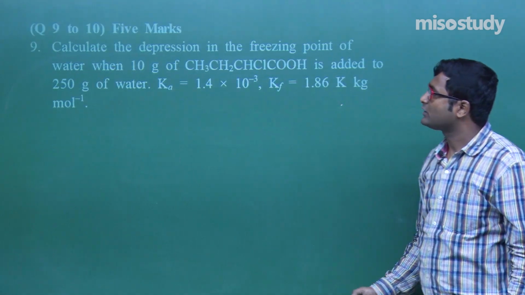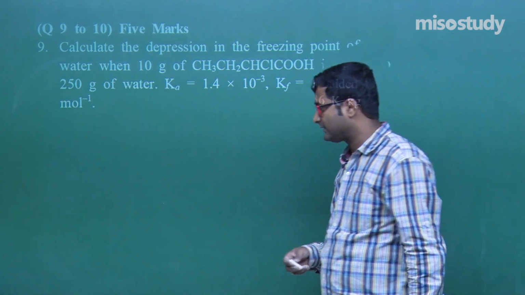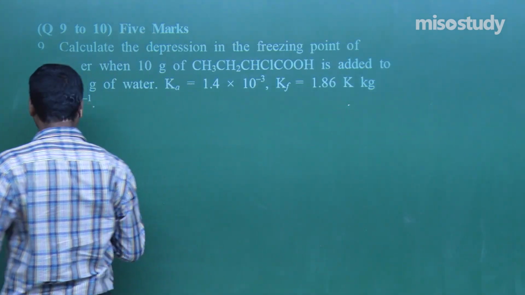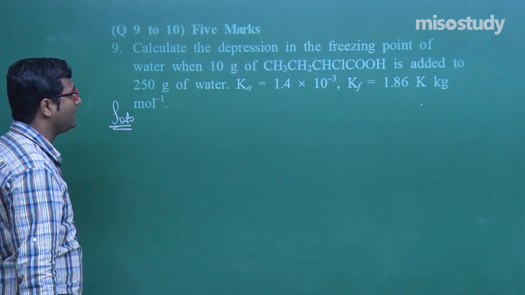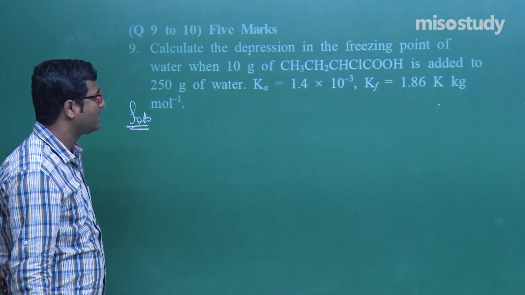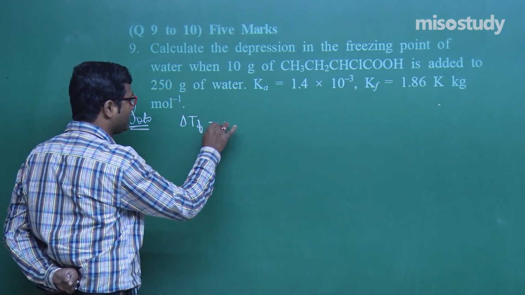Now question number 9. This carries 5 marks. Listen carefully to what is given here. Calculate the depression in freezing point. What is given here? Depression in freezing point, that is, we need to find delta Tf.